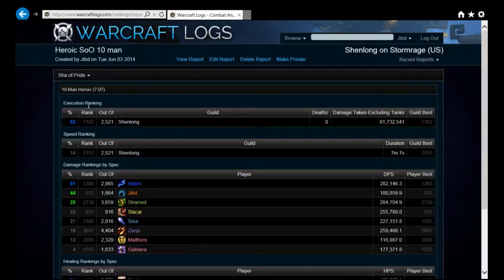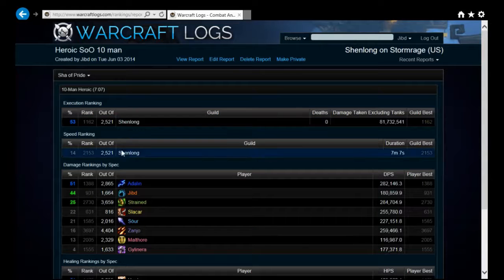Execution ranking is the damage taken excluding tanks. So tanks don't count on this. How well is your DPS avoiding damage? How well is your raid leader calling out the raid CDs to mitigate raid damage? What this is saying is that we are at the 53 percentile of all guilds that have uploaded logs to this site. So our rank is 1162 out of 2521.